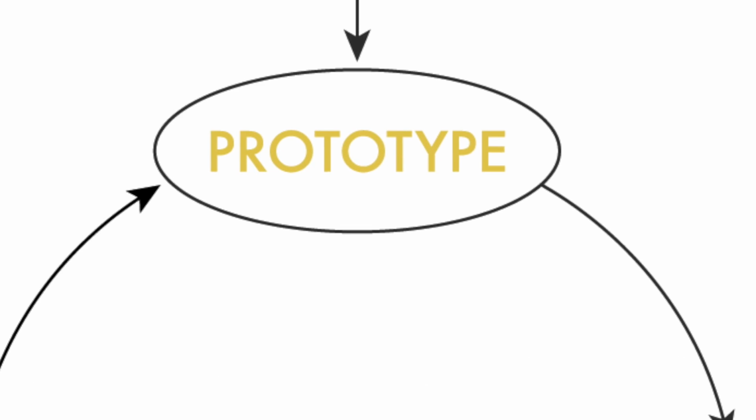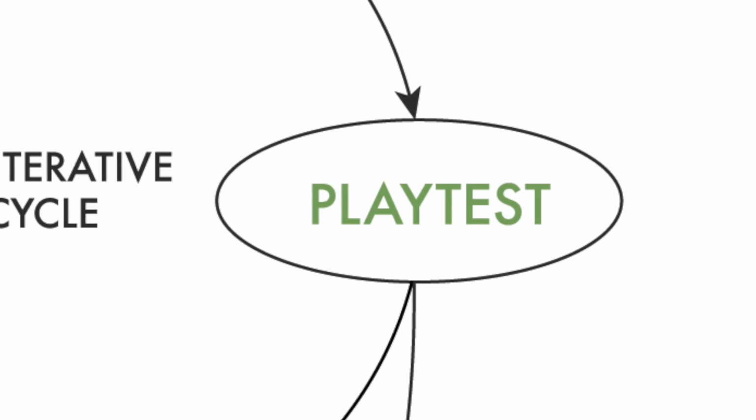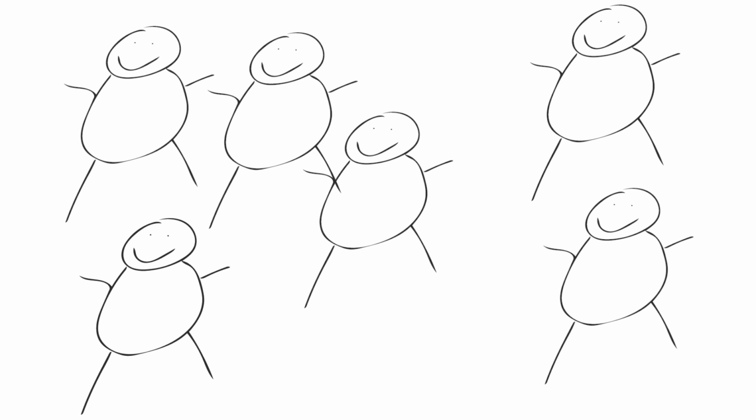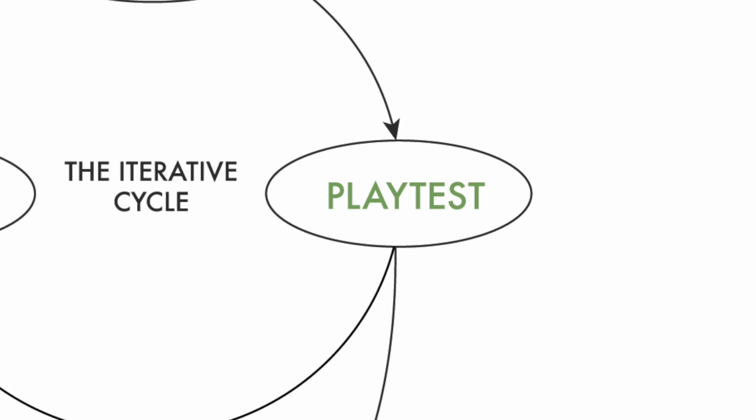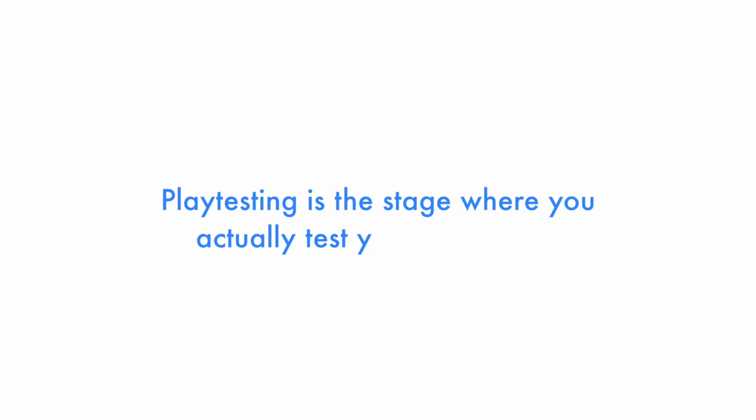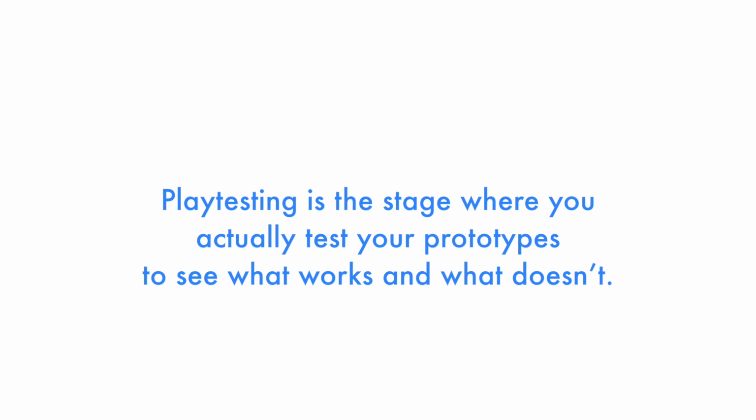So you've made a prototype of your game. Now you need to test that prototype. Play it yourself, invite some friends and family to play your prototype. This stage of the game design process is called playtesting. This is where you actually test your prototypes to see what works and what doesn't.